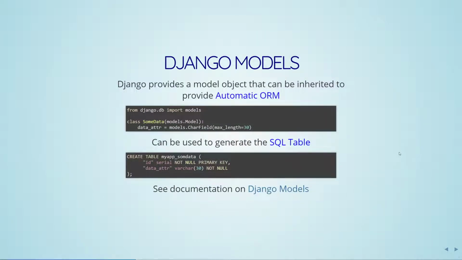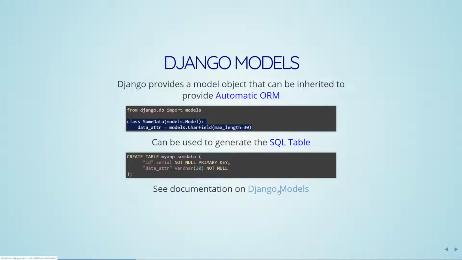So Django models are how we're going to perform automatic ORM. Whenever you create an app, it'll have a models.py file, and what you're going to do is go into this file and import the django.db.models package. This models package will provide you with a model class that you can inherit from and define. It's also going to provide you with different attributes for defining fields. And you can take a class like this and use it to generate a corresponding SQL table. So this would be the corresponding SQL table to this model here.